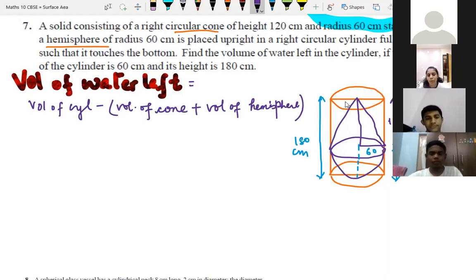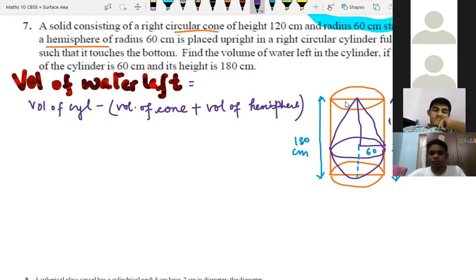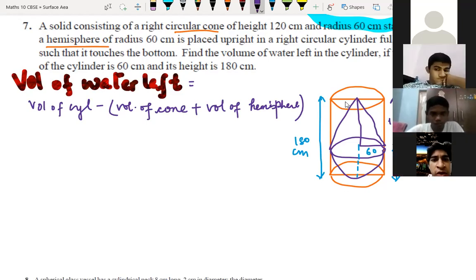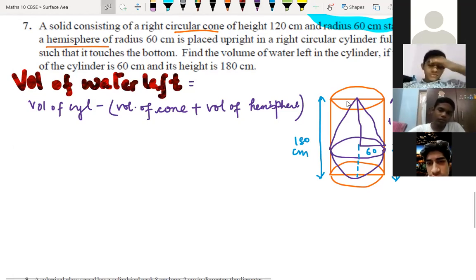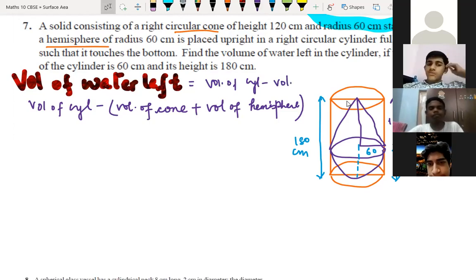I did not understand this part. Why do we take volume of water equal to volume of cylinder, then, sir, can't we directly subtract the volume of solid? Yes, volume of cylinder minus volume of solid. And what is the volume of solid? Volume of solid is nothing but volume of cone plus volume of hemisphere.